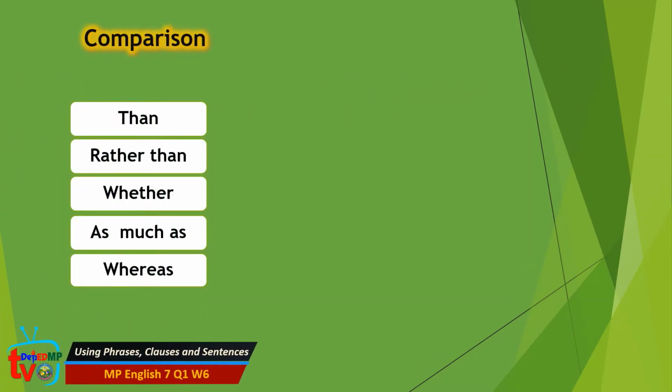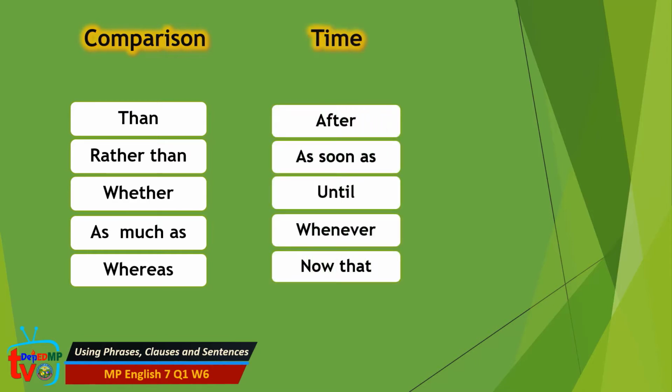Always bear in mind that a subordinate clause is always introduced by a subordinating conjunction. Here are some lists of subordinating conjunctions. When comparing, we use the words than, rather than, whether, as much as, and whereas. When stating time, we use after, as soon as, until, whenever, and now that.